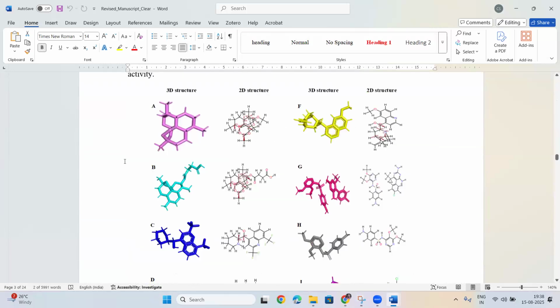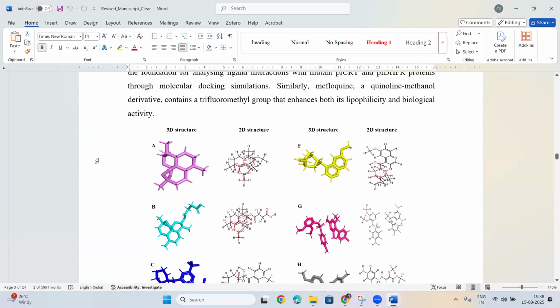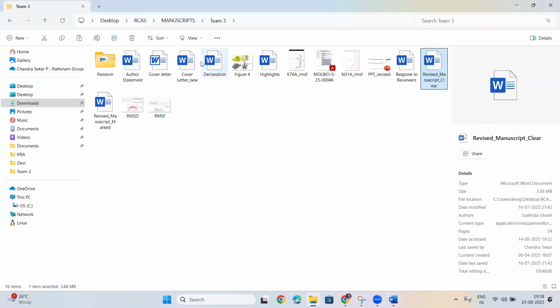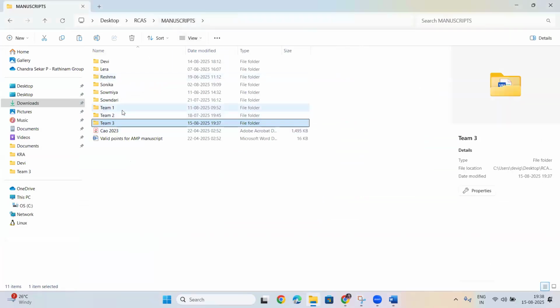So here they made 3D and 2D like this. I'm not happy with the 2D structure, but 3D is fine. Like that you can have an idea. This one I showed, and I'll show another manuscript.